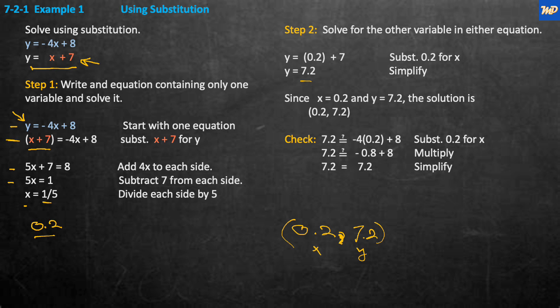Once you have that, you can now check it. Go back and put in both terms. We're going to use this equation here: y is equal to 7.2. And we're saying, is it equal to minus 4 times the x value, 0.2, which is negative 0.8, plus 8? Negative 0.8 plus 8 is 7.2. And yes, 7.2 equals 7.2.